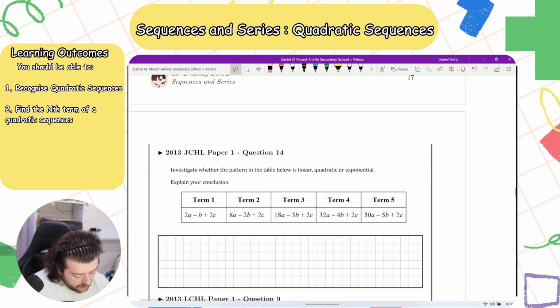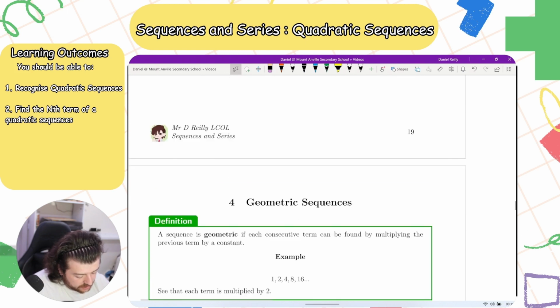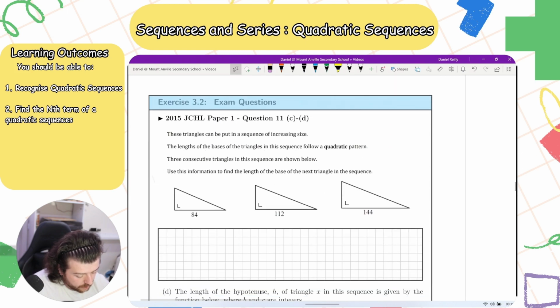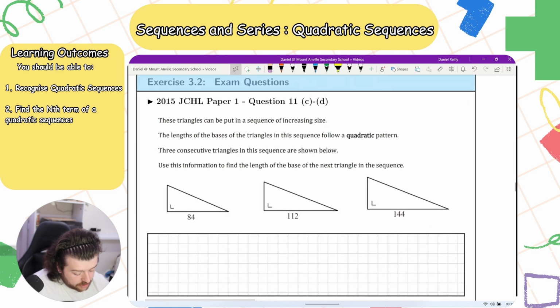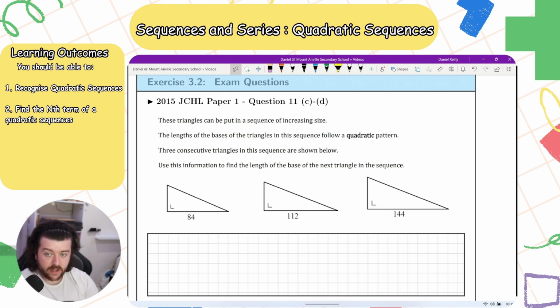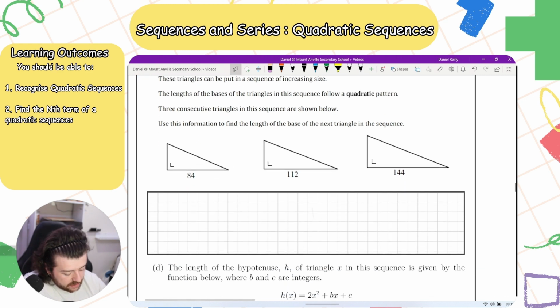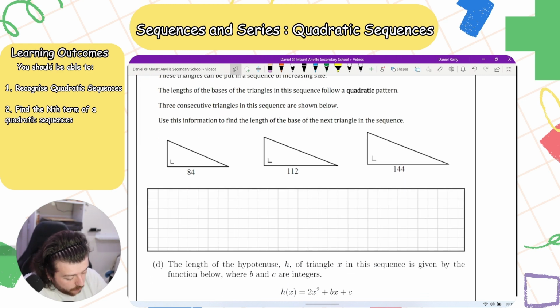Let's look at some now, like proper exam questions. So this is from the JEC here from 2015. So these triangles can be put in a sequence of increasing size. The lengths of the bases of the triangles follow a quadratic pattern. The 3 consecutive triangles in the sequence are shown below. Use this information to find the length of the base of the next triangle in the sequence. So these follow a quadratic pattern. They're telling me it follows a quadratic pattern.